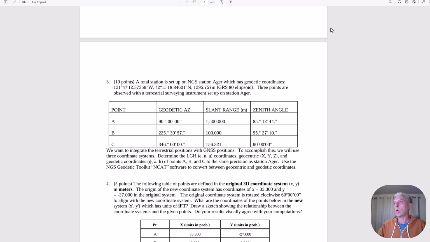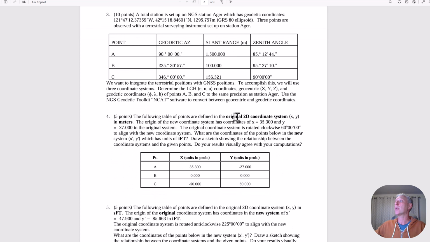And don't get overwhelmed by old coordinates, new system, new origin, old coordinates. Just go slow, be careful, okay? So yeah, number 3, we can certainly do the XYZ and the latitude, longitude, and height of points A, B, and C, and then just be ready when we go over the LGH coordinates to plop those formulae in.